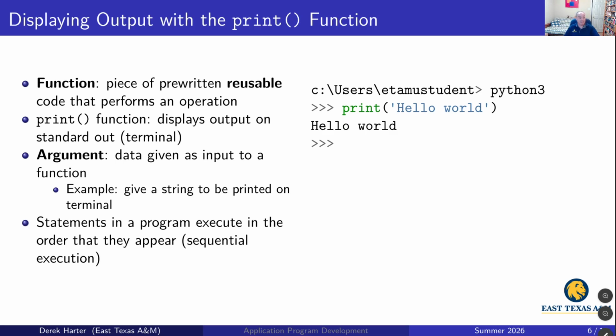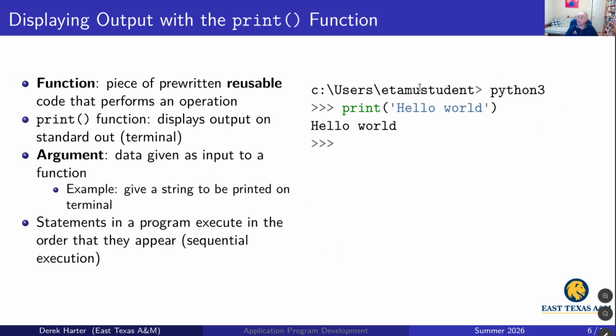You've already seen some examples of this if you've been watching the videos or reading our textbook, but here are a few more details about print. The print statement we've been using is an example of a function. We'll talk a lot about functions in this class. A function is a piece of pre-written reusable code, so you don't have to write the implementation for print, but you can use it. The basic use of print is to display output on the standard output terminal.